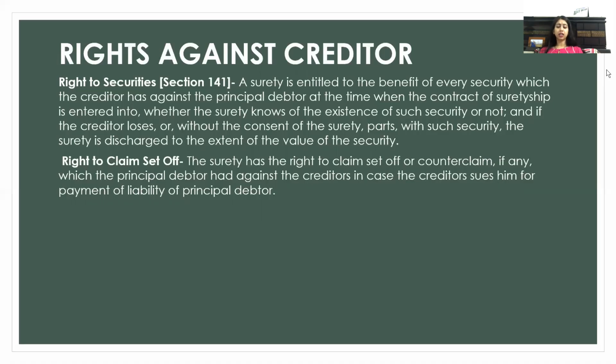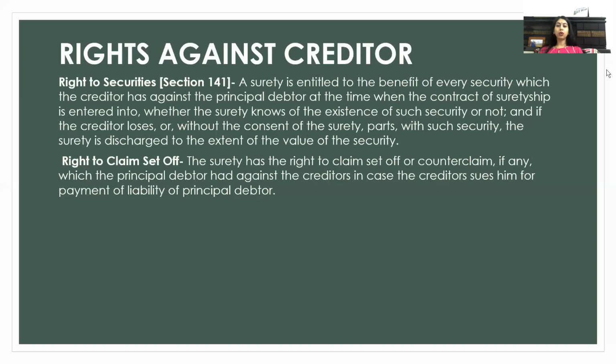It's not a material fact whether the surety is already aware of this security or not at the time of making of the contract of suretyship. And if the creditor loses or, without the consent of the surety, parts with such security, then the surety is discharged to the extent of the value of the security. अगर creditor इस सिक्योरिटी के साथ कहीं भाग जाता है या फिर सिक्योरिटी का कुछ पार्ट कहीं खो देता है, देन जितना पार्ट क्रेडिटर लूज करेगा या जितना पार्ट वो लेकर चला जाता है कहीं, for that part the surety can't be made liable to pay. That part will be deducted from the amount of loan.